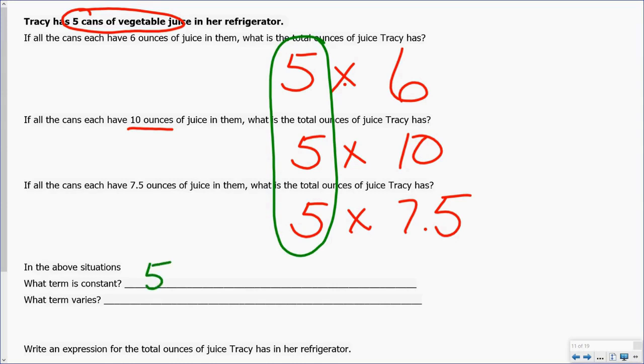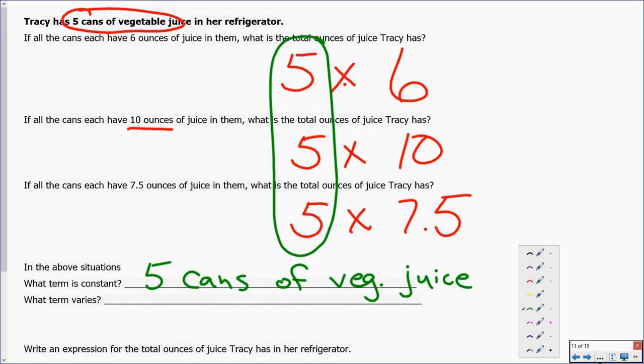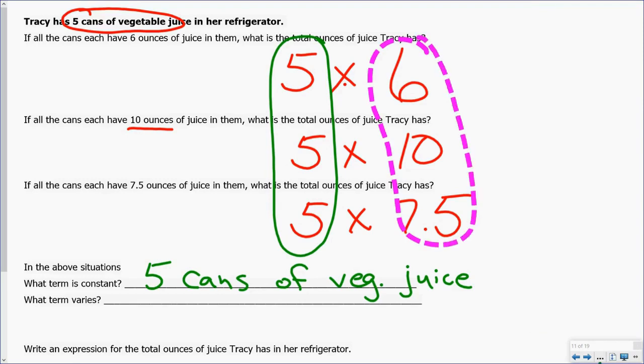So the 5 cans of vegetable juice is what stays constant. That's she always has 5 cans. What changes or what varies? Well, when we look here at our problem, this is what changes or varies. And what is that? That's how many ounces of juice in each can.